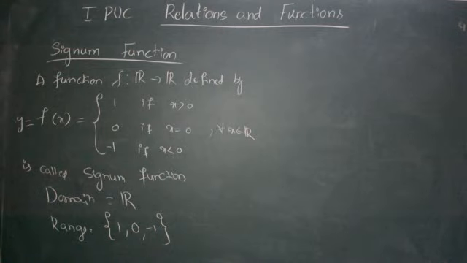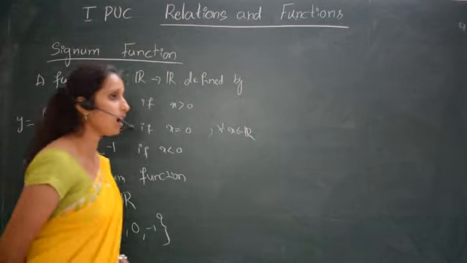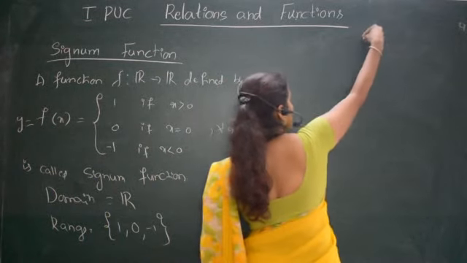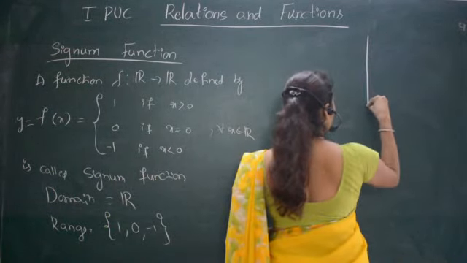So after the definition we have written domain and range. There is one more thing we have to write, the graph of this signum function. What is the graph of signum? This is very, very important.